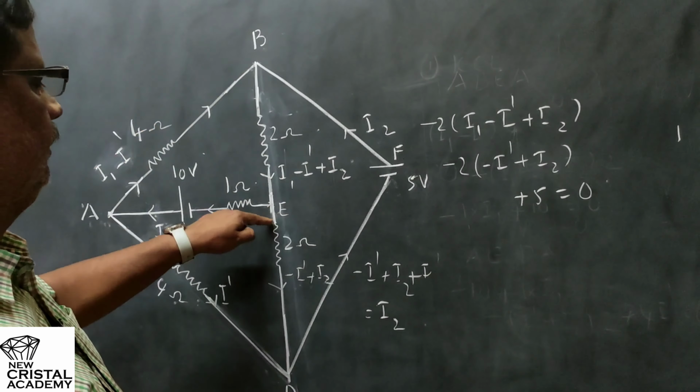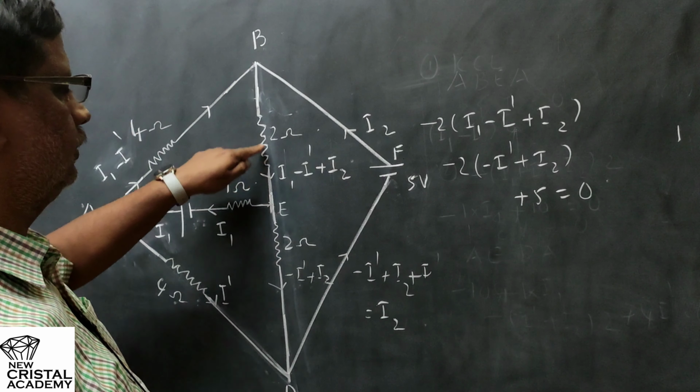So first from B to E in the same direction of the current flow, the product of current and resistance is negative.